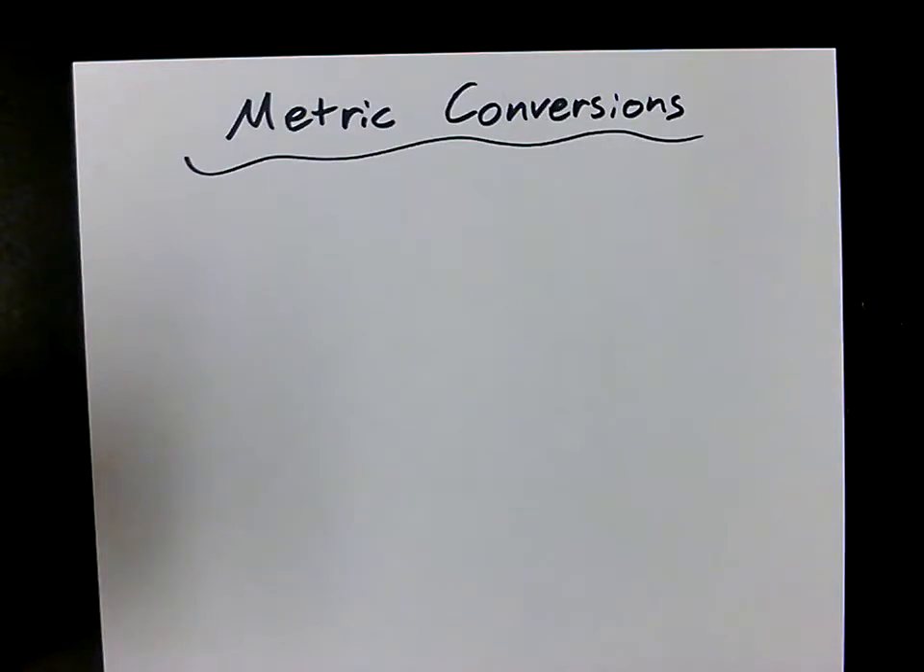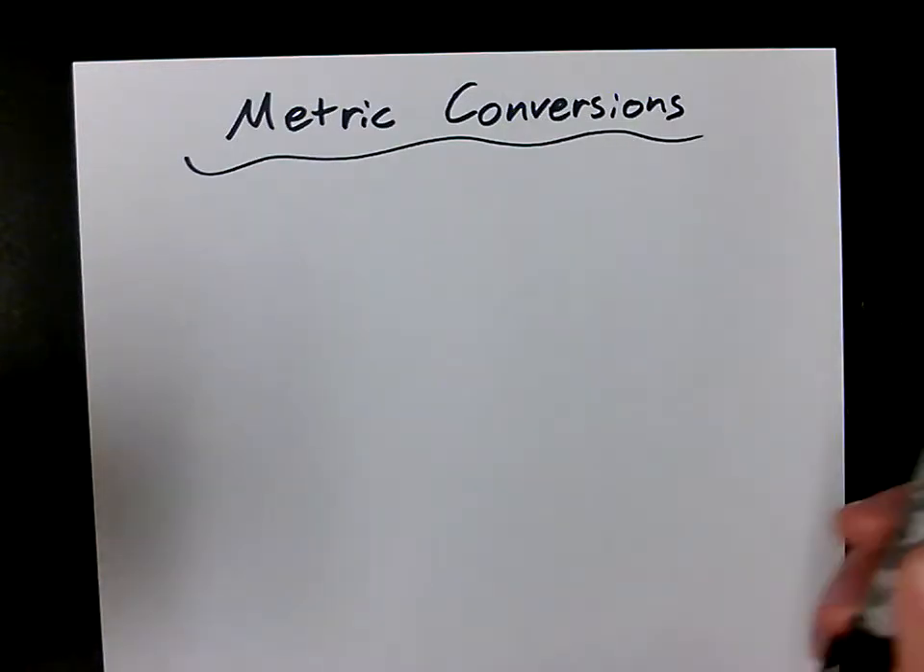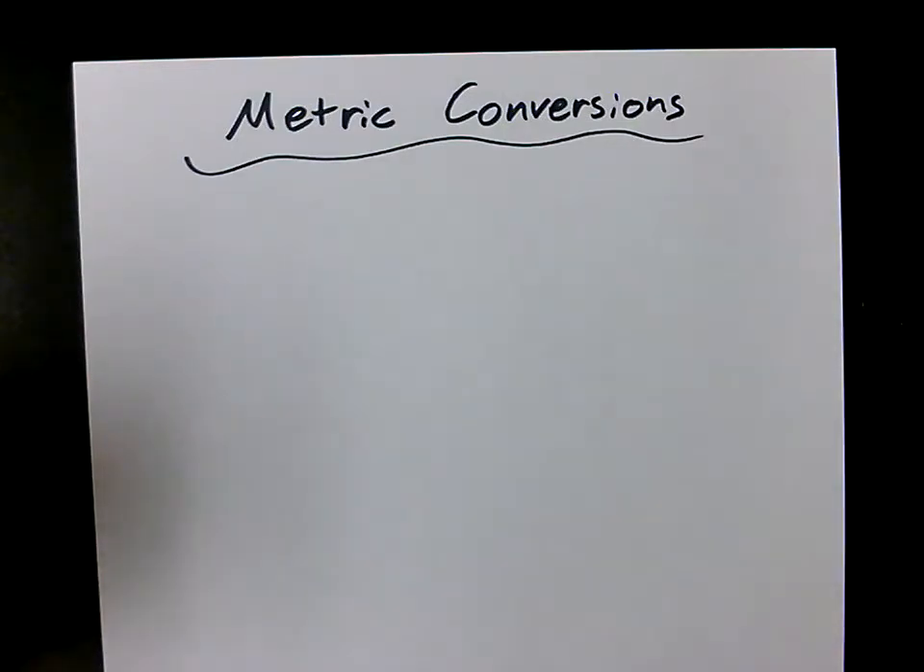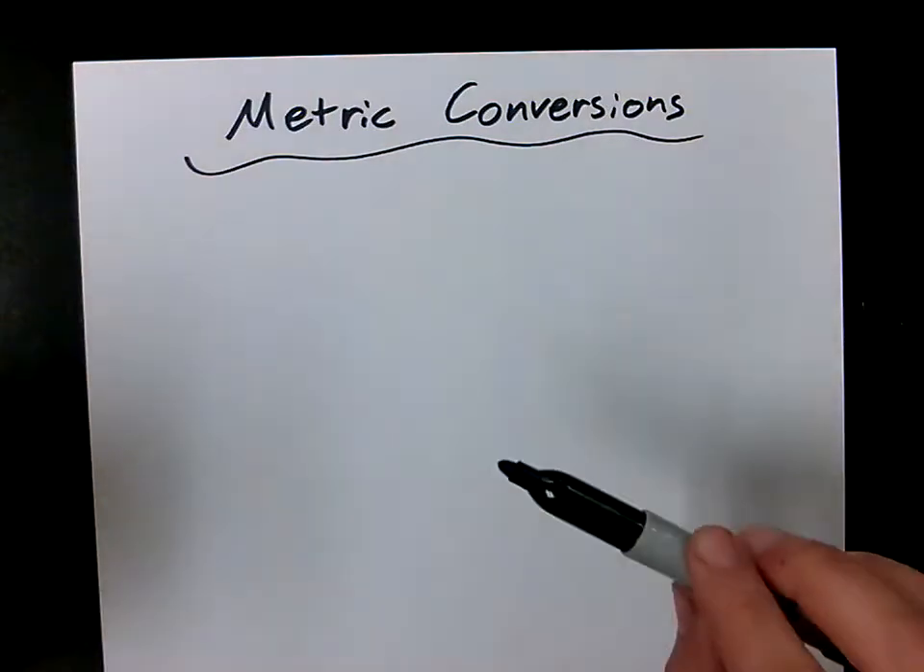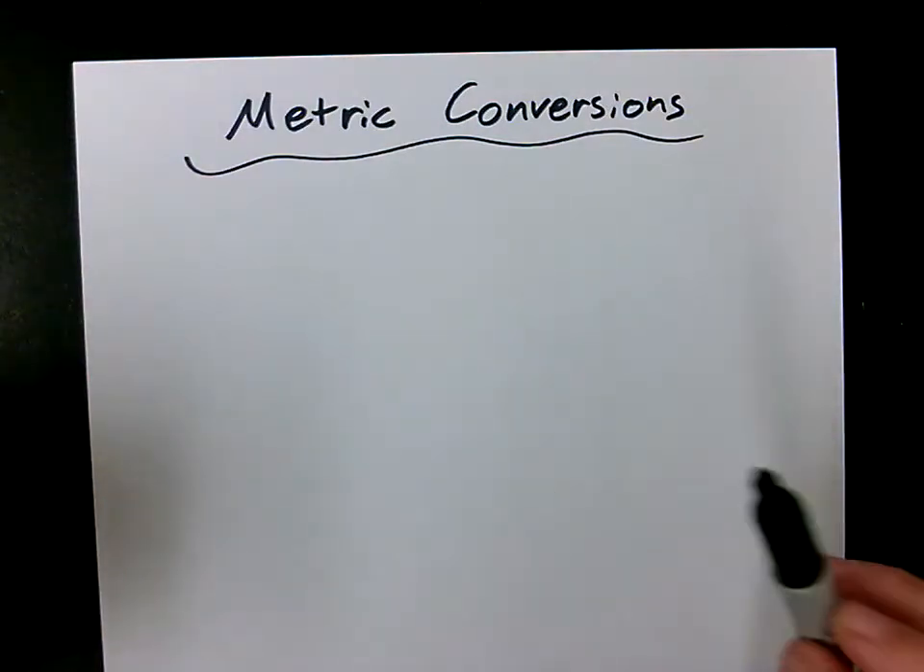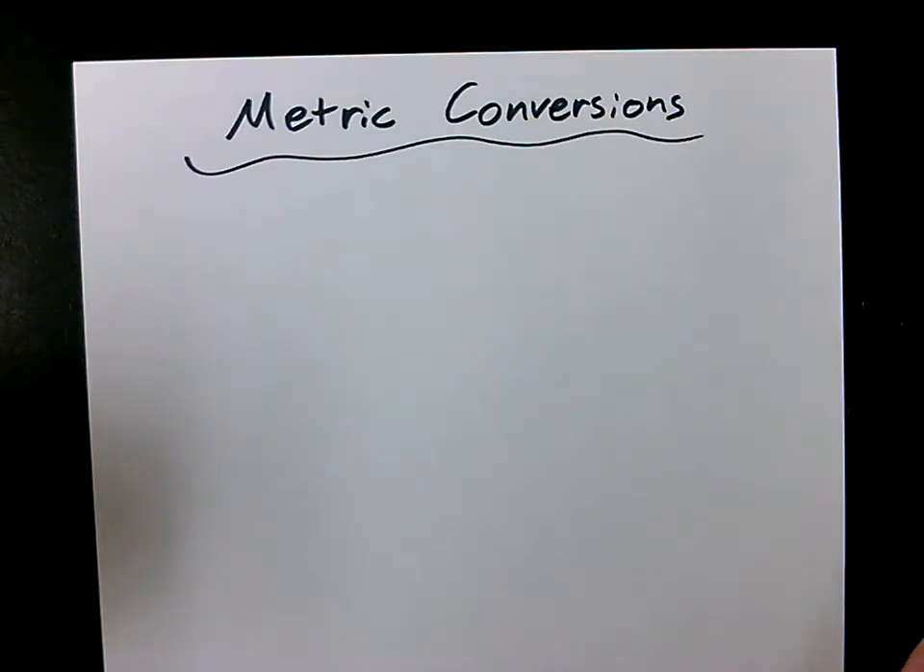But we want to be able to convert any metric unit we are given to any metric unit that we need. So maybe I know that my house is 2.3 kilometers away from school, and I want to know how many meters that is. You might not be able to do that off the top of your head, but the tools that we're going to talk about today, the method we're going to talk about today, will help you to be able to do that.